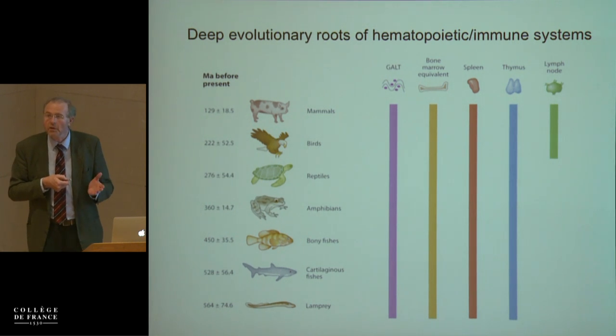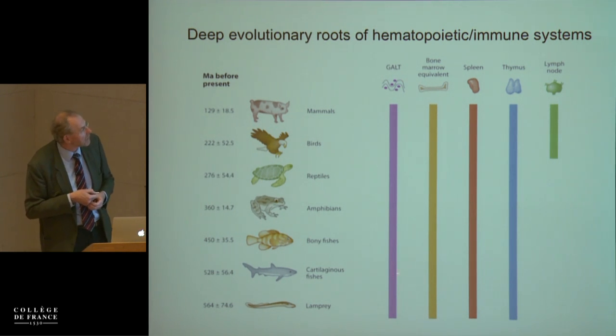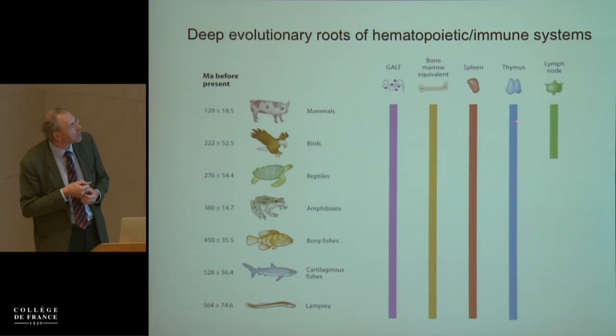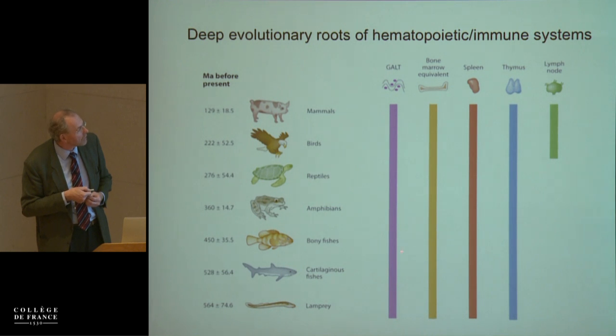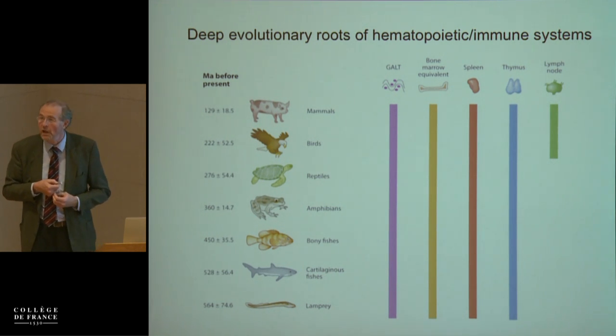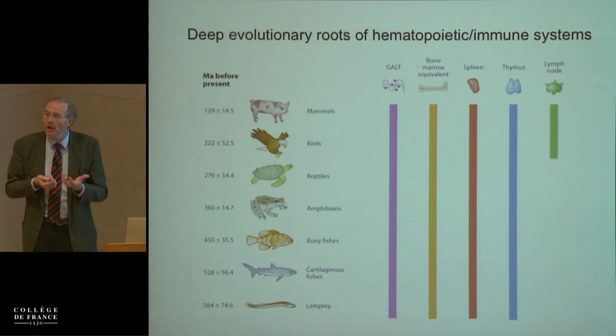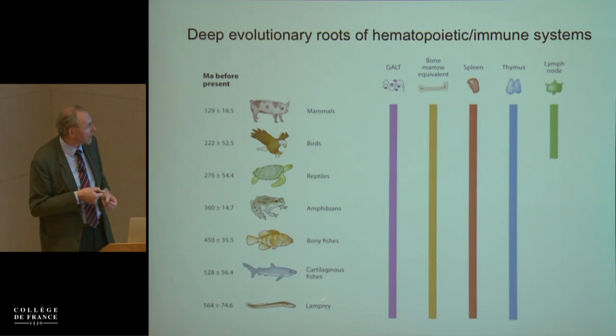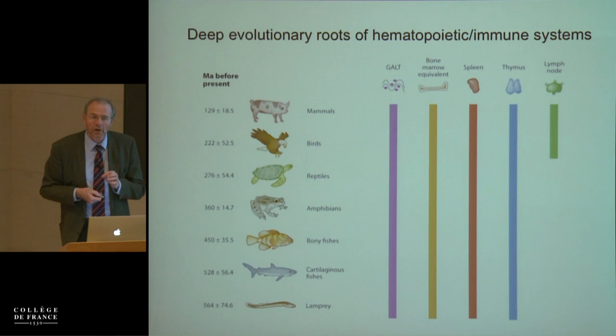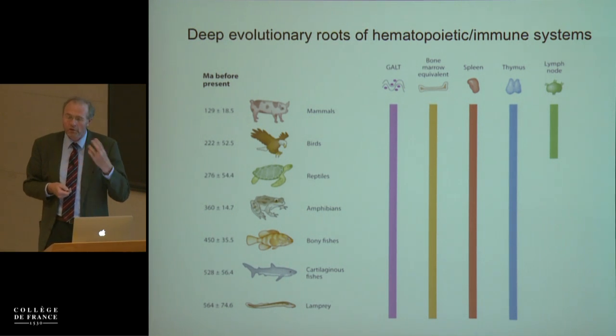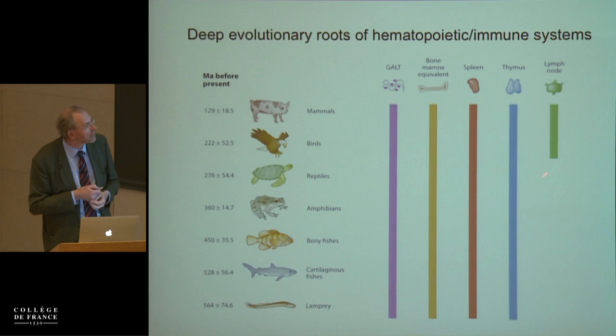So when you look at this now, it seems quite amazing that we have all these different types of tissues: thymus, spleen, or the bone marrow equivalent, which in fish often is the kidney, or gut-associated lymphoid tissue. All of this is found in all vertebrates. So that is a major innovation of hematopoietic and immune systems that characterizes the vertebrate group of animals on this planet.